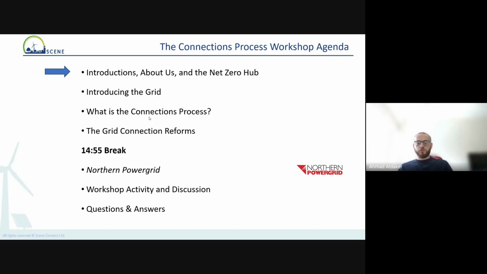We'll begin with a quick introduction into the grid and how it functions. We'll dive into grid constraints and how we deal with those when looking to obtain a grid connection for our generation project. We'll look at the connections process itself: what applications are available, what are the steps required to obtain the connection, and then we'll look at the new connections process reforms recently put into place. So what's changed and how does it benefit the community energy projects?